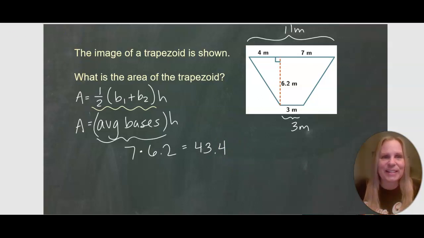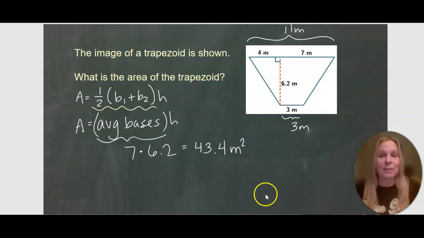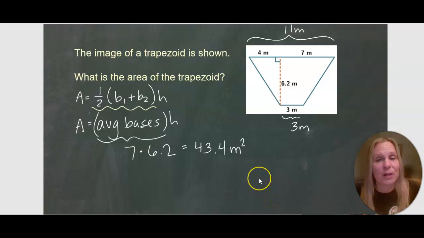Oh, hold on a second, guys. We just write meters with a little 2. That means meters times meters, right? That's what we have when we have a square. We have a length and a width, and they're both 1 meter, right? All right, let's keep practicing with area.